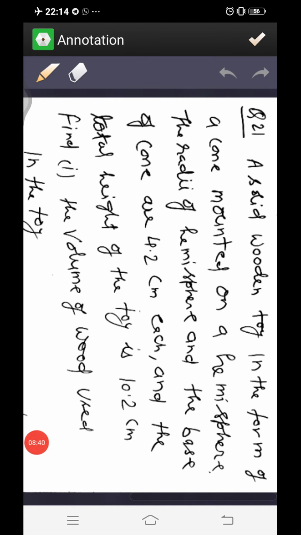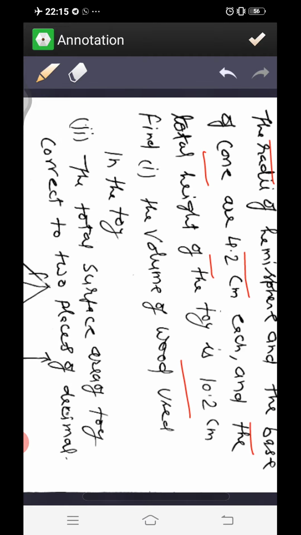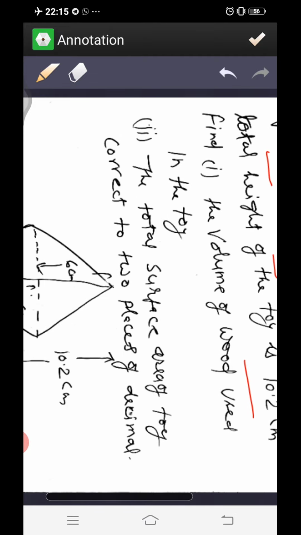Let us take question number 21. A solid wooden toy in the form of a cone mounted on a hemisphere. The radii of the hemisphere and the base of the cone are 4.2 cm each, and the total height of the toy is 10.2 cm. Find the volume of wood used in the toy and the total surface area of the toy, correct to 2 places of decimal.